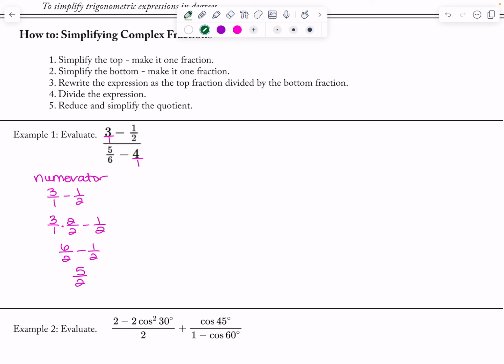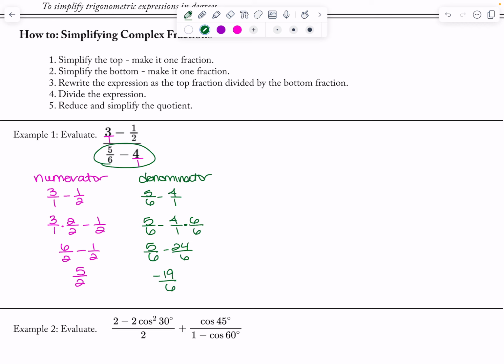Okay? Then I look at this denominator here. I have my 5 over 6 minus 4 over 1. Again, my common denominator is going to be 6 because I just have 1 in the denominator. So I have 5 over 6 minus 4 over 1 times 6 over 6. So I get 5 over 6 minus 24 over 6, which is negative 19 over 6.